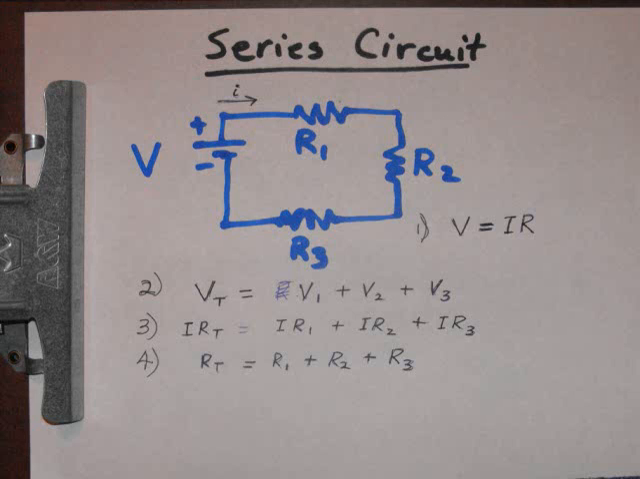What we'd like to do is come up with an equivalent resistance that sums up all of resistors 1, 2, and 3. For a series circuit, you can see from equation 4 that it's actually pretty straightforward. Just add up all 3 of the resistors, or 4 or 2 or however many there might be in that series circuit.